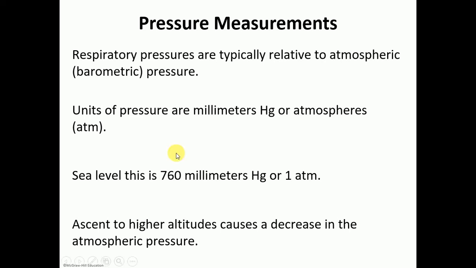At sea level, the atmospheric pressure is 760 millimeters of mercury. So imagine a tube with this amount of mercury in it. The pressure exerted by that column of mercury would be equal to 1 atmospheric pressure. Again, that is at sea level. When you go above sea level, the amount of air on top of you is less, and that's why the atmospheric pressure goes down as you go to higher altitudes.